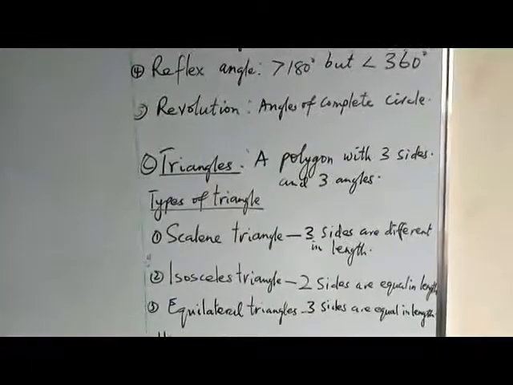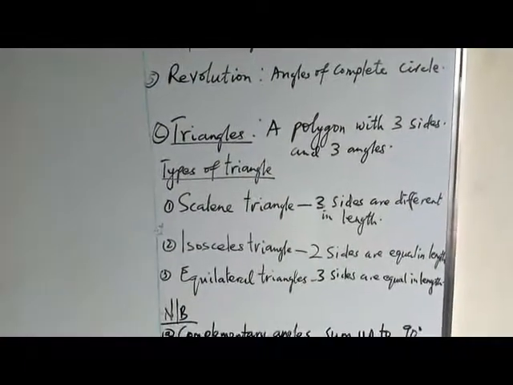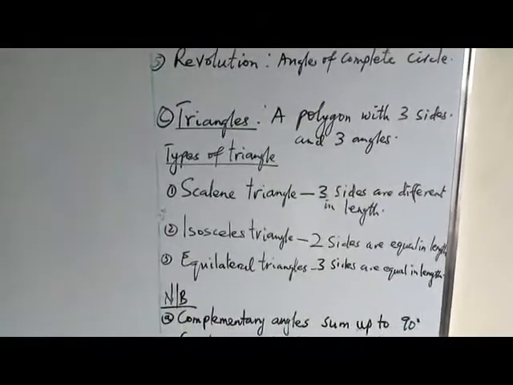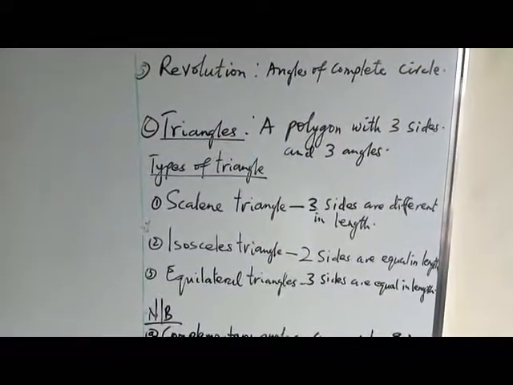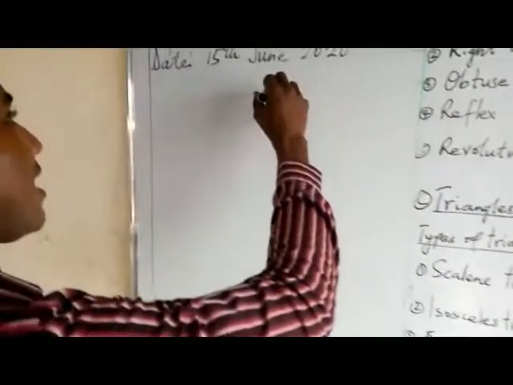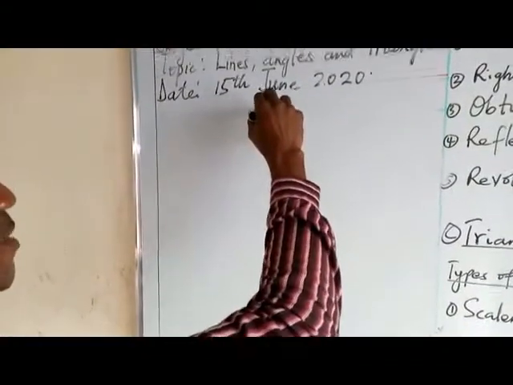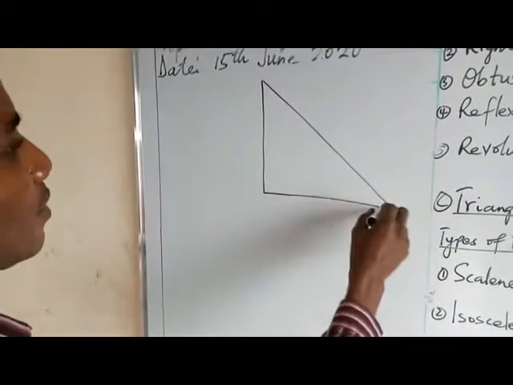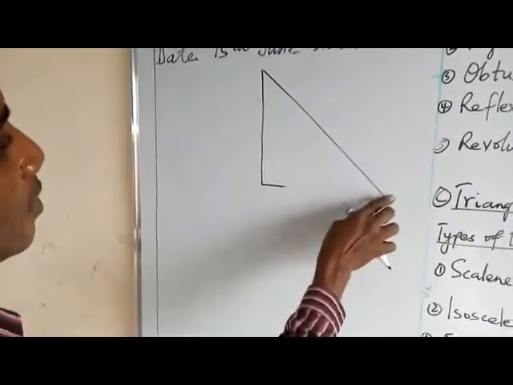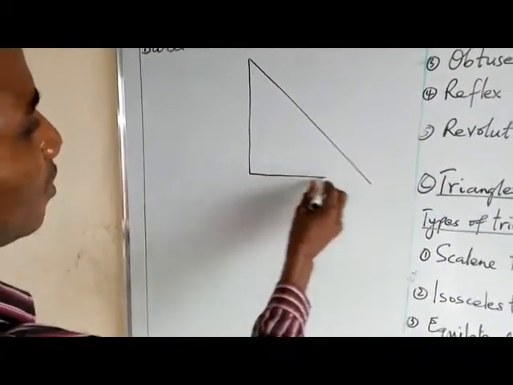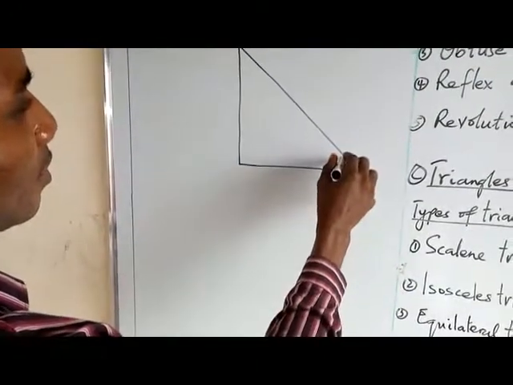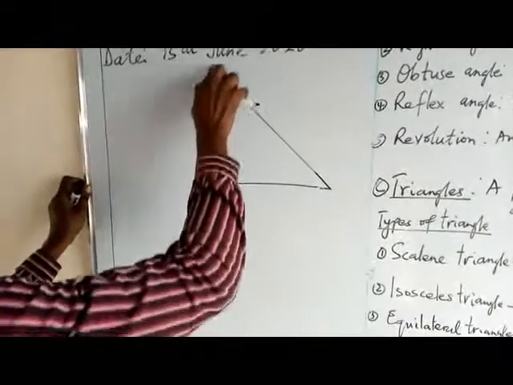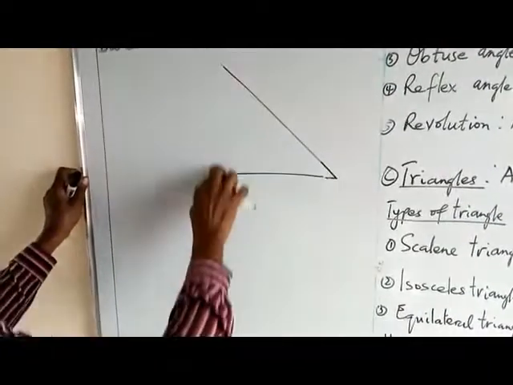The first type of triangle that we have is the one we call the scalene triangle. Scalene has 3 sides, and the 3 sides are different. They are not the same. So if for example I want to draw a scalene triangle, I will draw something like this. This can act as my scalene, or take something like this.